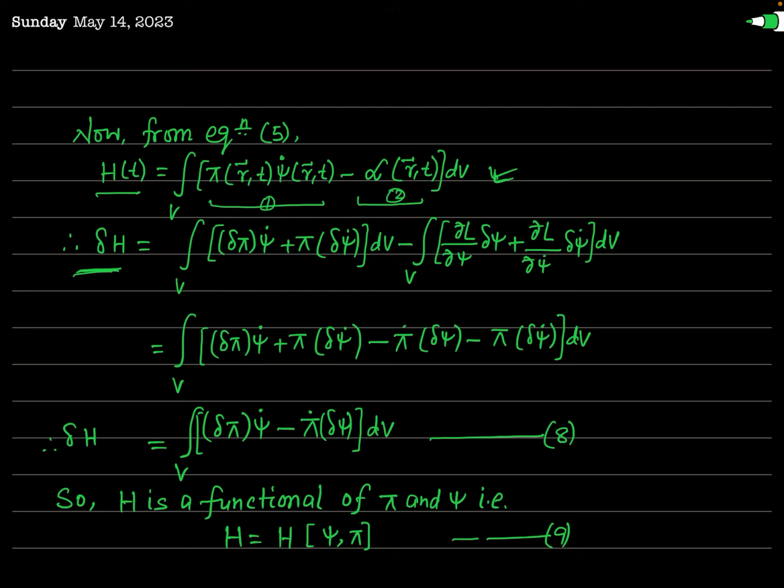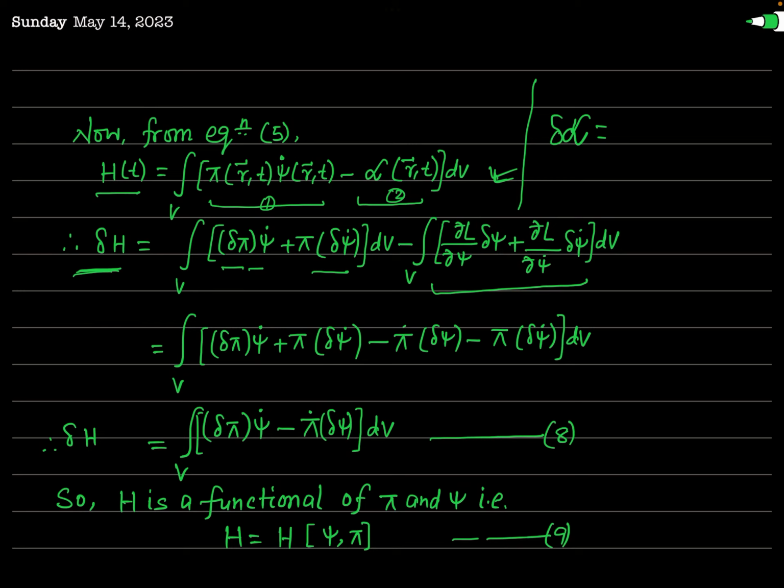Operating this delta variation operator on the first term, since there is a product of two functions, the first one pi of r,t and the second psi dot of r,t, what will be your result? You can see this will be the integral over V of delta pi times psi dot, plus pi times delta psi dot, dV. As I have told you, before watching this video you must watch the previous video on the classical field equation in Lagrangian formulation. If you watch that video you will find that delta curly L, where curly L is the Lagrangian density, we have obtained in the previous lecture that this delta curly L is equal to this much. You can watch the previous video and you will get this result.